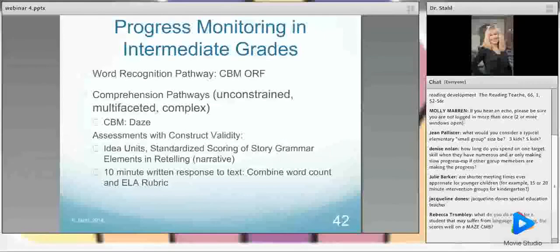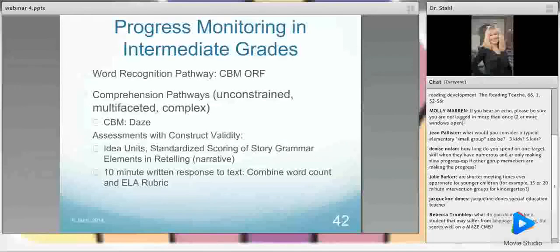I think for progress monitoring in these intermediate grades, a measure of oral reading fluency, a CBM like your DIBELS, like your AIMSweb, or any one-minute measure of a standardized, grade level passage, is going to be one of your best ways to identify and to do progress monitoring, because it's going to be very sensitive to growth.